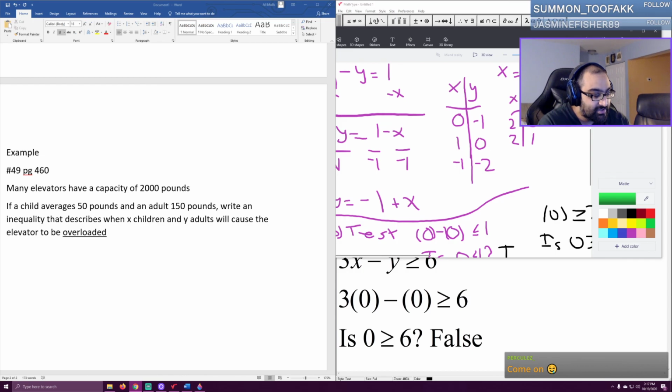So let's think of it this way. You have x kids and y adults on this elevator. All right, so the total weight for the number of kids that are on the elevator would be 50x. Okay, so that would be 50x for the total weight of the kids on the elevator. How about the adults?